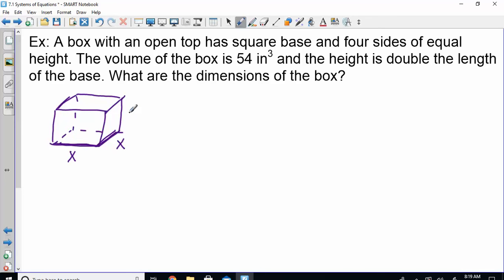Do we know anything about the height? No, so that's our y. Now when I say define the variables, if you draw a picture and you label it like this, that counts. So you don't have to say x is the length of the base and y is the height. If you label it in a picture, there's your point. You defined your variables.